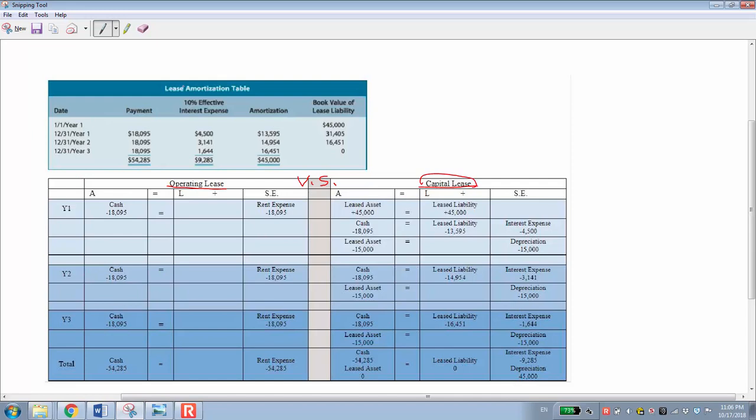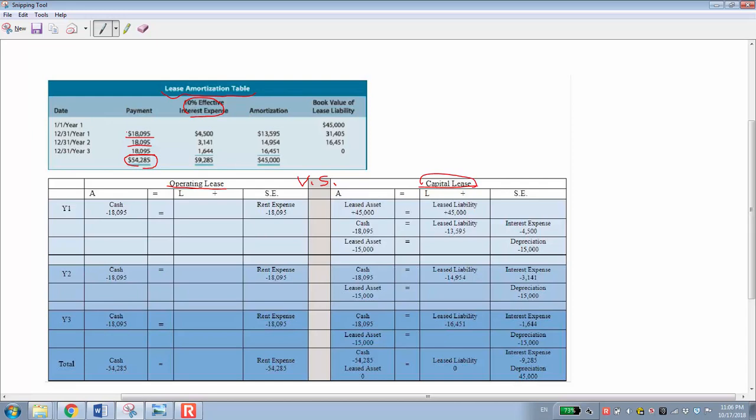Okay, so we base this on the lease amortization table. This is a lease with a 3-year term. Each year the lease payment is evenly $18,095, so the total is $54,285. And the effective interest rate, the discount rate, is 10%.